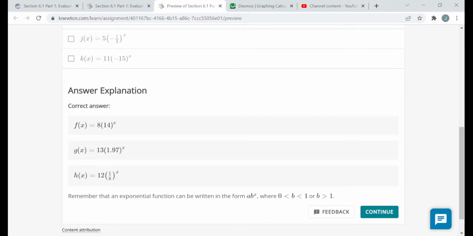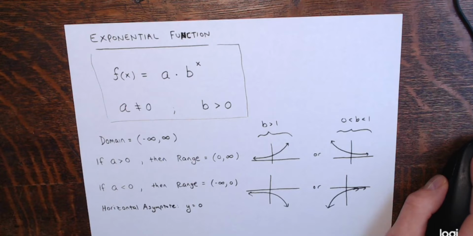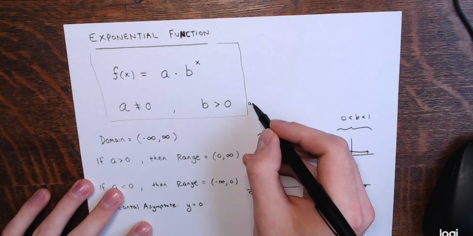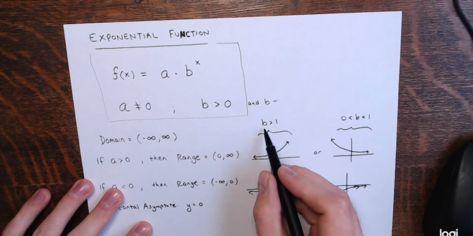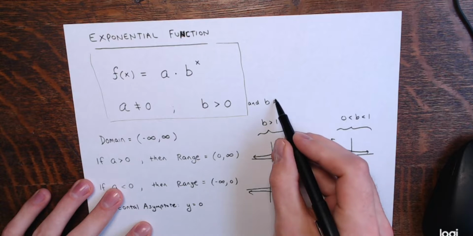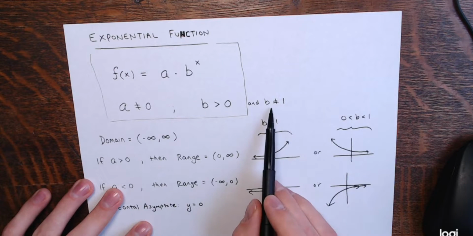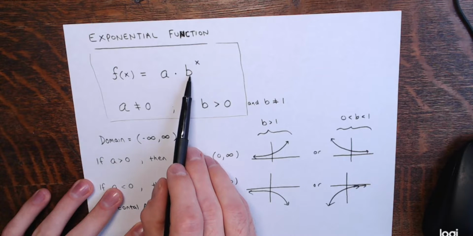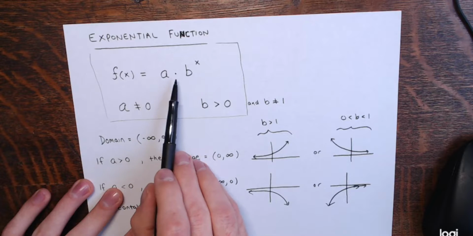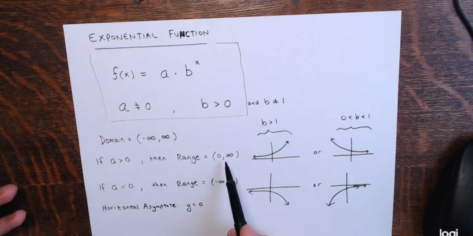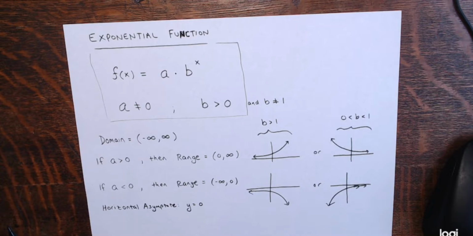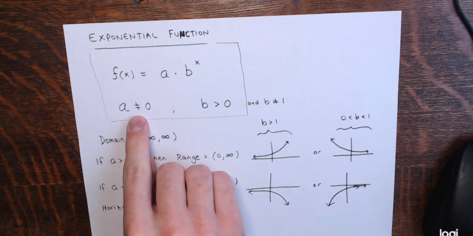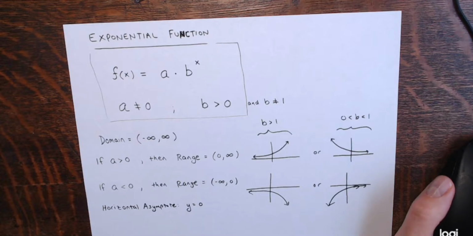And I guess one thing I should point out also is that the base can't be 1 either. Probably should have added that on. Notice I had base bigger than 1, base between 0 and 1, but not equal to 1. Because if the base is 1, 1 to any power is just going to be 1 again. So then you'd have a graph of a horizontal line, and the range wouldn't be all positives or all negatives like they should be for an exponential function. So if the base is 1, just like if a were 0, something uninteresting would happen. So we don't want those.